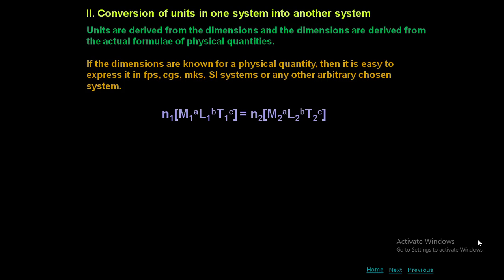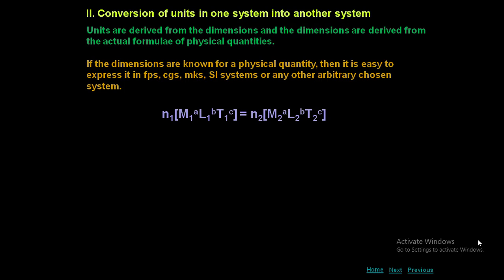n1, n2 mean number. Suppose if I say 5 kg is equal to dash gram, that means 5000 gram. 5 represents n1. Kg represents unit, which is nothing but m1 l1 t1, equal to 5000 gram. 5000 represents n2 and gram represents m2 l2 t2. So this is how you are going to use the formula.